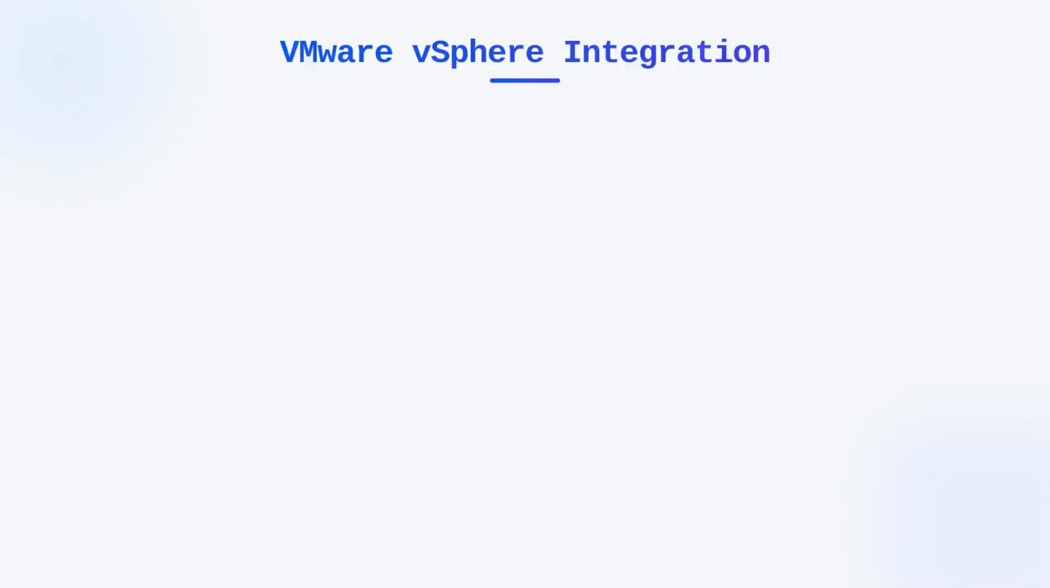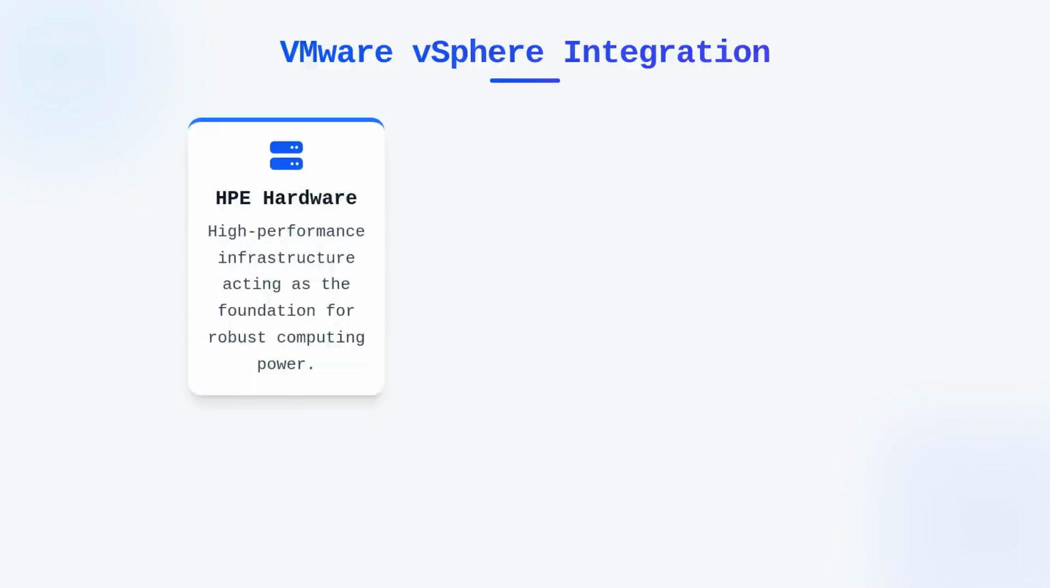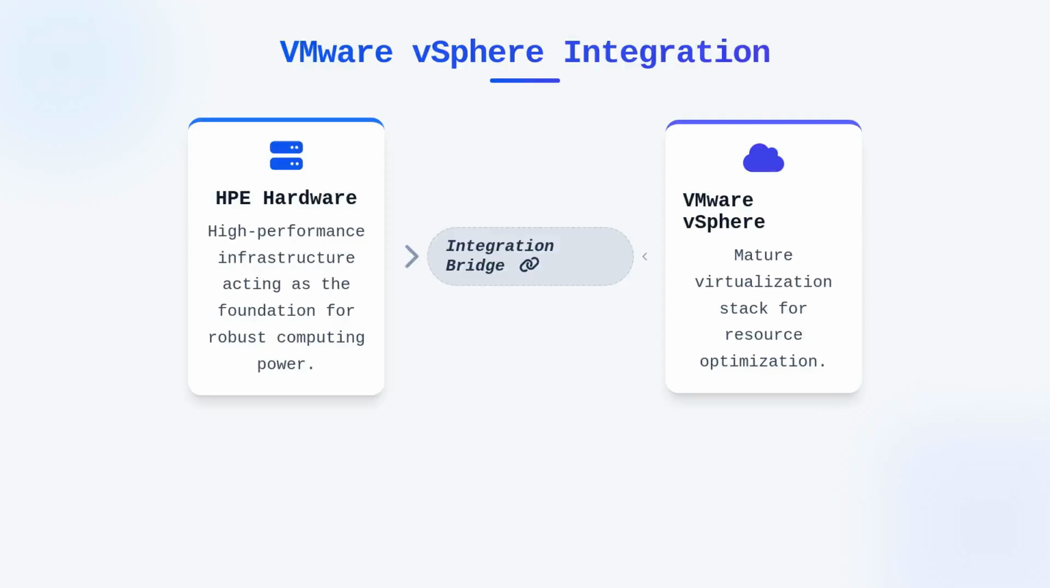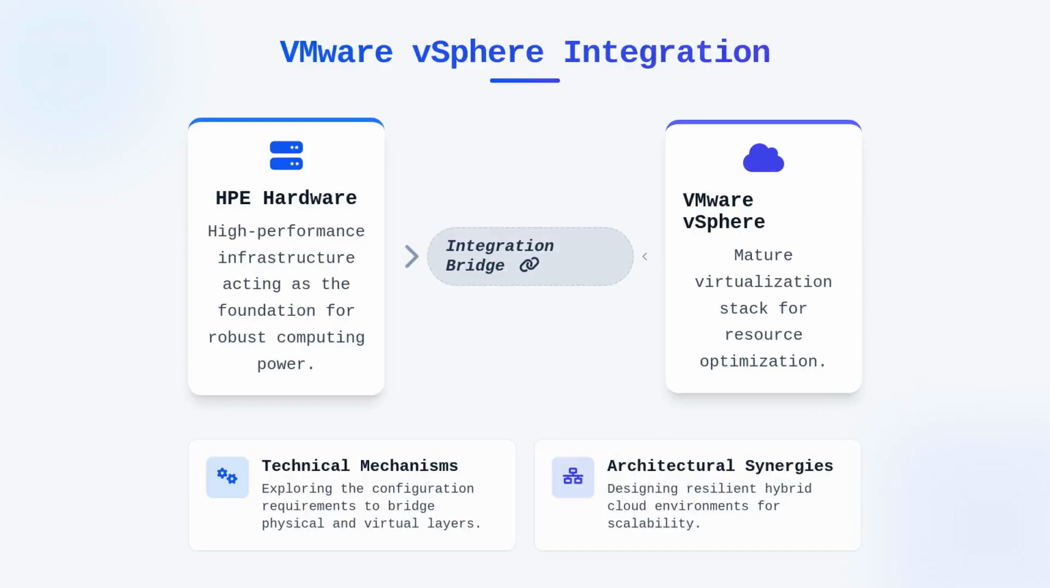Welcome to this chapter on VMware vSphere integration, where we will examine the technical mechanisms required to bridge HPE hardware with mature virtualization stacks. We will focus specifically on the configuration requirements and architectural synergies necessary for deploying resilient hybrid cloud environments.